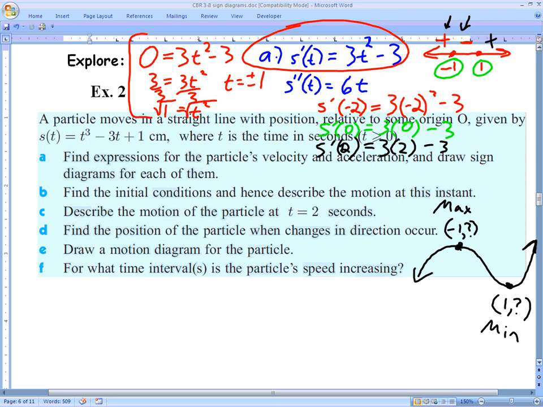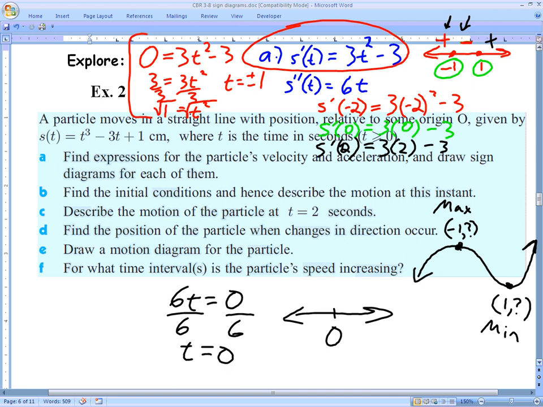So we could do the same thing for our second derivative, where we set our second derivative equal to 0. We had 6t. I'm going to do my work down here. 6t equals 0. Divide both sides by 6. And so t equals 0. So my second derivative sign diagram is going to look like this. And I have a 0 right here. I check a value. Anything greater than 0, I plug it in. I get a positive value. Like if I plug in 1, I get 6. Anything less than it, if I plug in a negative value, 6 times -1, I get a -6. So there.